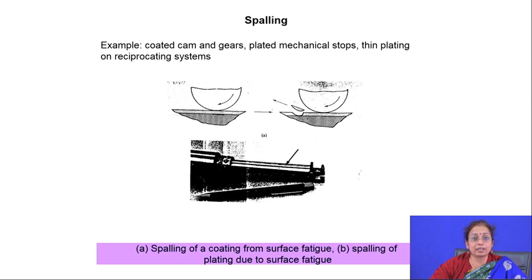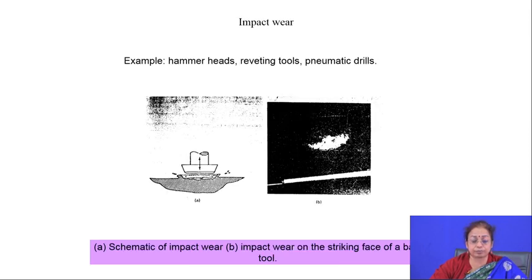Where there is a possibility of spalling wear, you have to avoid the coated surface or use a surface-treated component where the interface is very strong and adherent. Typical examples are coated cams and gears, plated mechanical stops, and thin plating on reciprocating systems; there you basically find this kind of wear. If you want to get rid of this kind of wear, you have to think of applying a hard face layer which is hard as well as tough in nature, and better avoid the coated component in those cases.